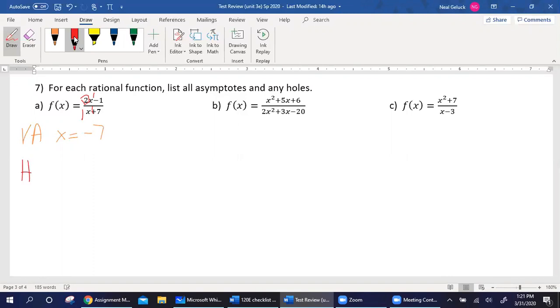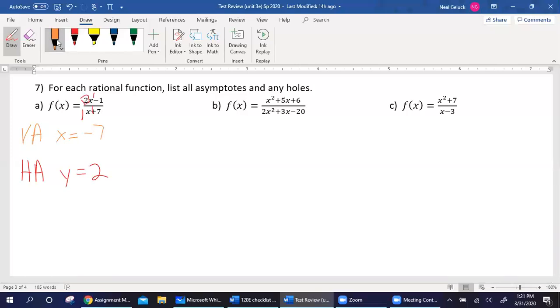That means that I have a horizontal asymptote of y equals 2. Remember, when there's a horizontal, there can't be an oblique, so we're okay there. And there was no number that made the numerator and denominator 0, so there is no hole in the graph.